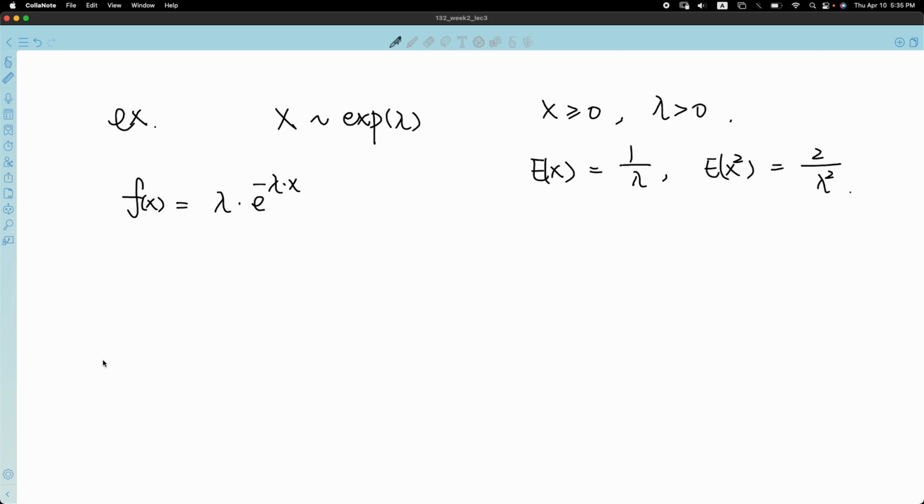First of all, we need to derive the moment-generating function for an exponential distribution. Can someone remind me what is the definition of the moment-generating function? Yes, the expectation of e raised to the power of tx. So now we are going to derive the moment-generating function for the exponential distribution.